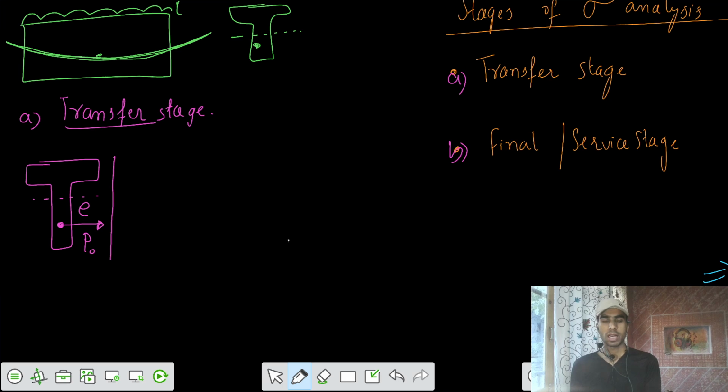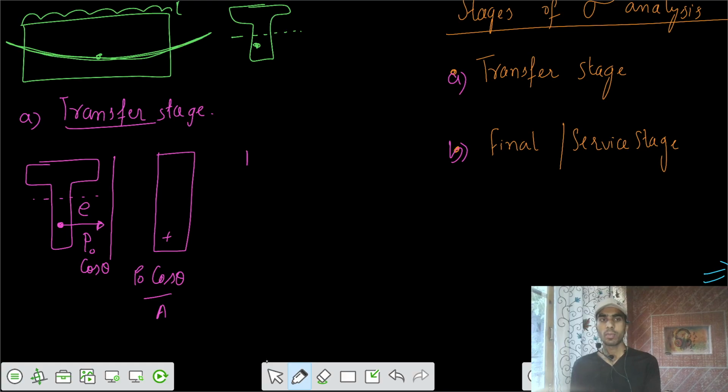That means the stress that gets developed is equal to P by A. We can write P naught by A, and actually it's P naught cos theta by A, because the cable is not straight, it is in a curved or parabolic way. So it is P naught cos theta by A. That is the direct compressive stress.